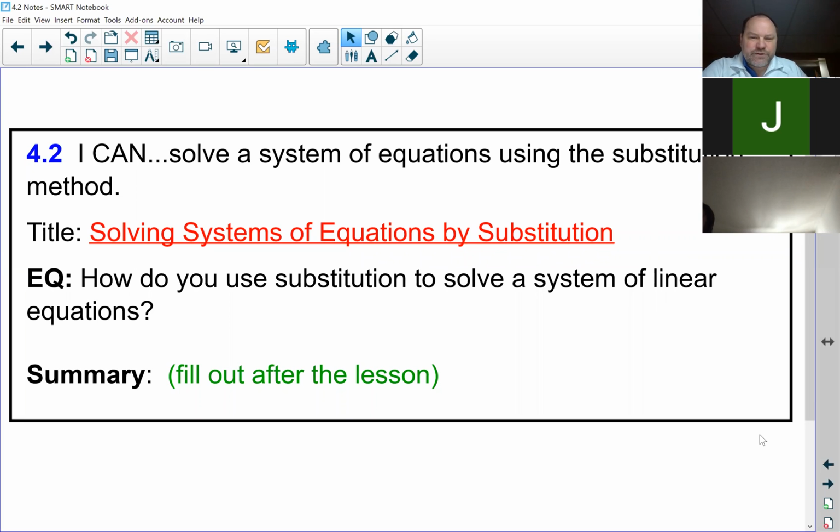All right, so solving systems of equations by substitution. How do you use substitution to solve a system of linear equations? The concept is pretty straightforward. The process has in the past caused some problems for students, but I think we can get through this together.